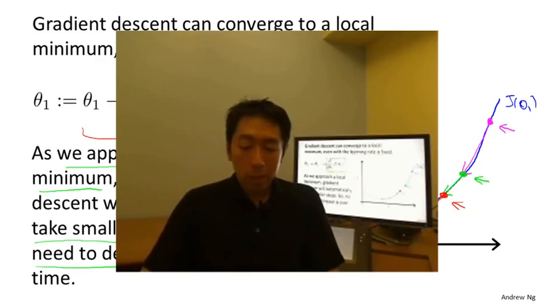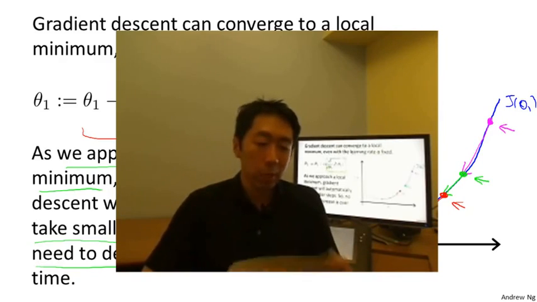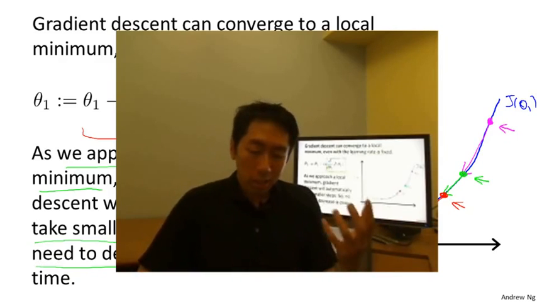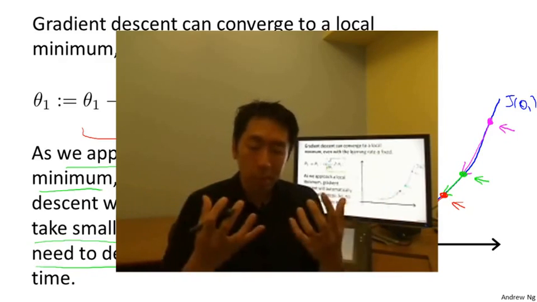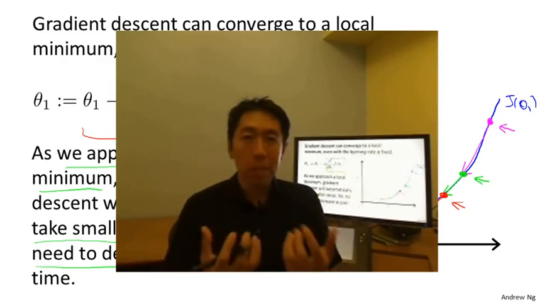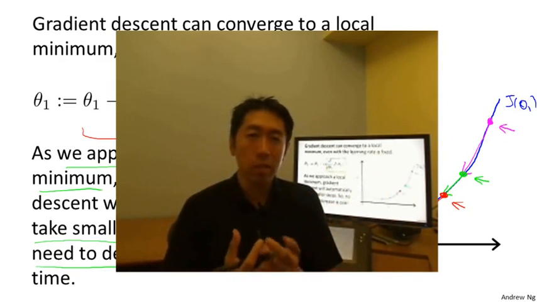In the next video, we're going to take the function J and set it back to be exactly linear regression's cost function, the squared error cost function that we came up with earlier. Taking gradient descent and the squared error cost function and putting them together will give us our first learning algorithm, our linear regression algorithm.